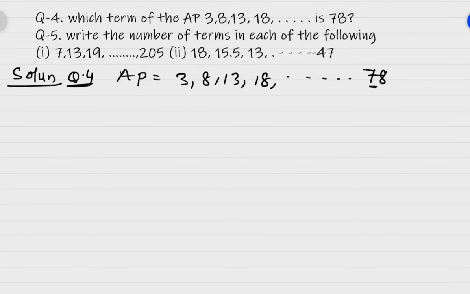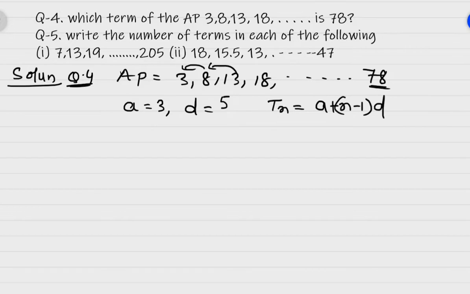Now children, see, from here you can get a is equal to how much? a is equal to 3. Simply it is visible. And d is equal to, you take 8 minus 3 or 13 minus 8, it is equal to 5. Now this is the last term. So let us say Tn is equal to a plus n minus 1 into d. Now this Tn is equal to 78. Okay, last term, this nth term is equal to 78. So 78 is equal to 3 plus n minus 1 and your d is 5.